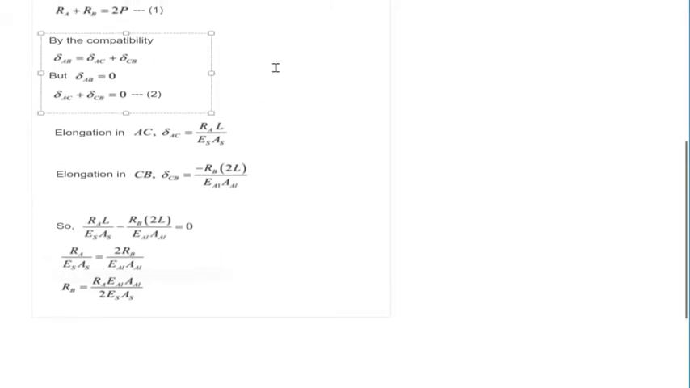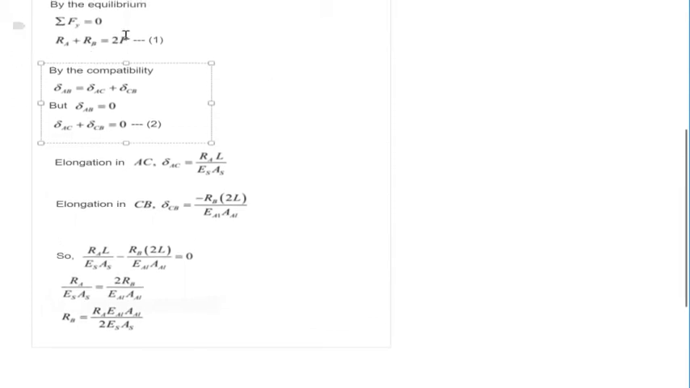Now, what we can do is substitute this new reaction of B, that is in terms of reaction of A, in equation number 1, that is the equilibrium equation that is here at the top.